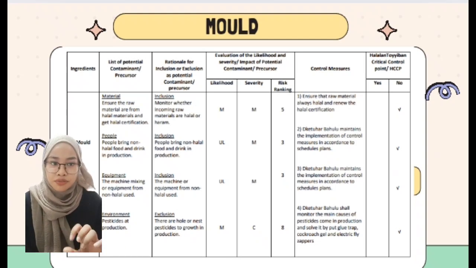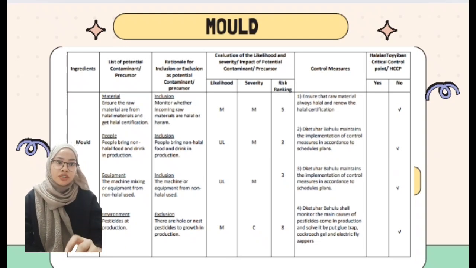People bring non-halal food and drink into production. Inclusion: people bring non-halal food and drink into production. Unlikely, moderate, 3. The company maintains the implementation of countermeasures according to the schedule plan. So the halal tayyiban HCP is no.